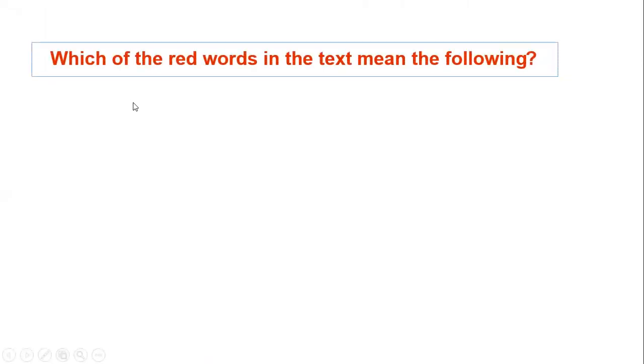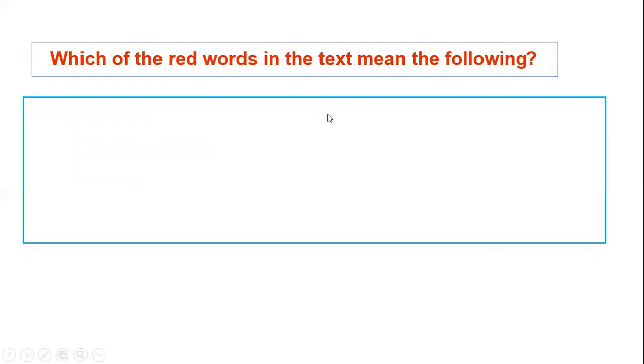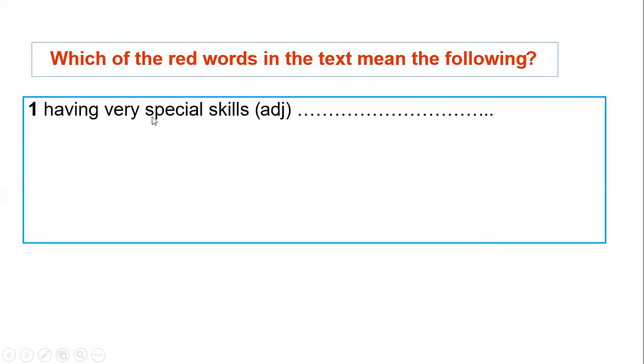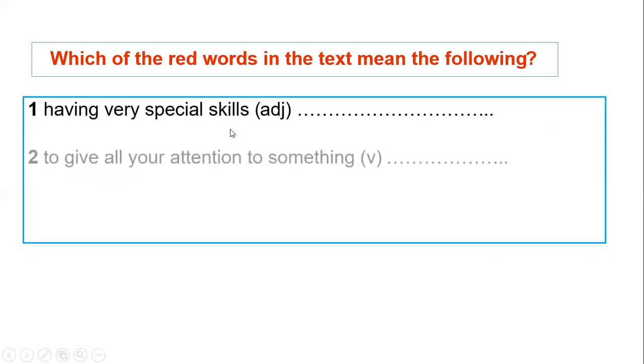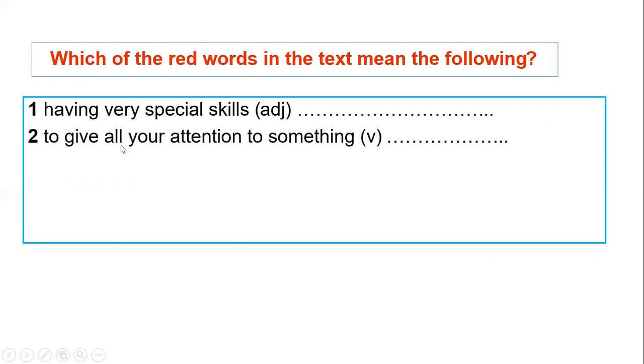Which of the red words in the text mean the following? We're still on page 18. Having very special skills. To give all your attention to something.